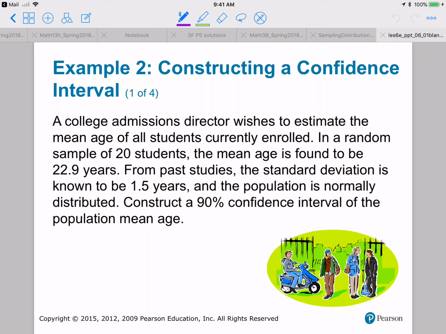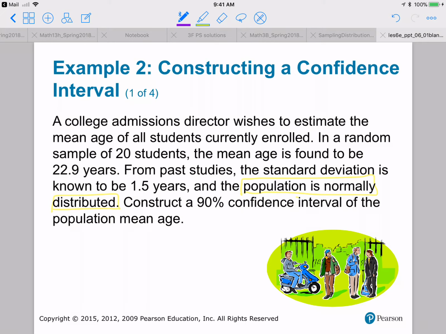The college admissions director wishes to estimate the mean age of all students currently enrolled. So it takes a random sample of 20 students, and the mean age is found to be 22.9 years. From past studies, the standard deviation is known to be 1.5 years, and the population is normally distributed. So that's good. So the first thing we want to do is verify that our population is normally distributed. Okay, construct a 90% confidence interval of the population mean age.